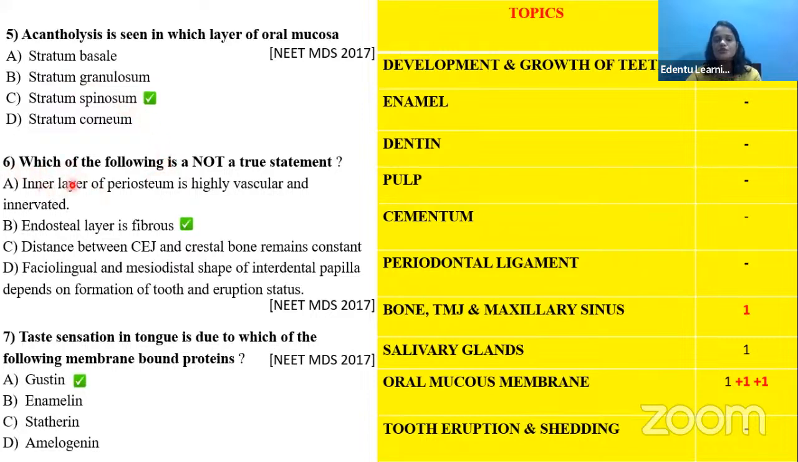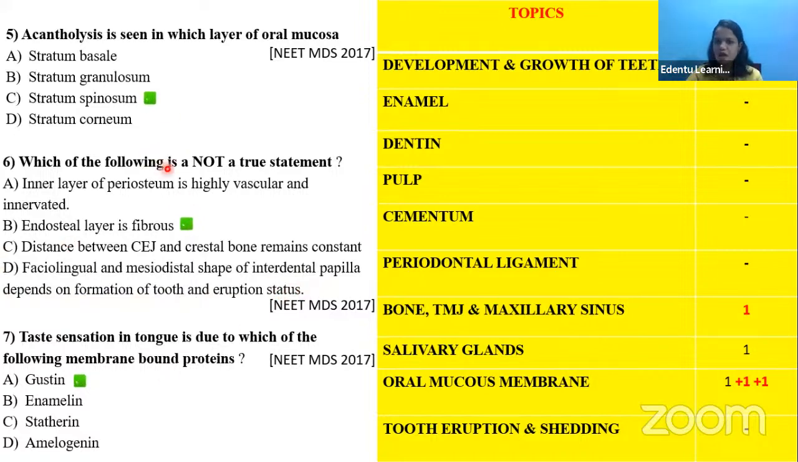Next question: which of the following is not a true statement? The inner layer of periosteum is highly vascular and innervated. The endosteal layer is fibrous. The distance between CEJ and the crestal bone remains constant. And the faciolingual and mesiodistal shape of the interdental papillae depends on formation of tooth and eruption status.